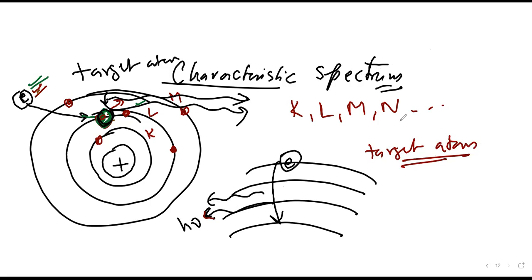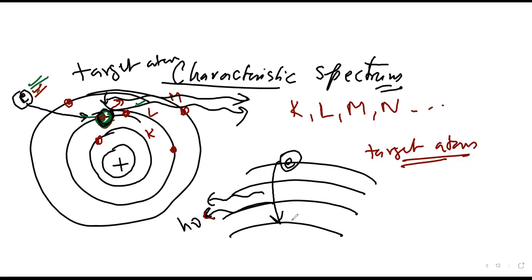because the distance between the two shells represents the energy, and obviously it's different for different atoms.